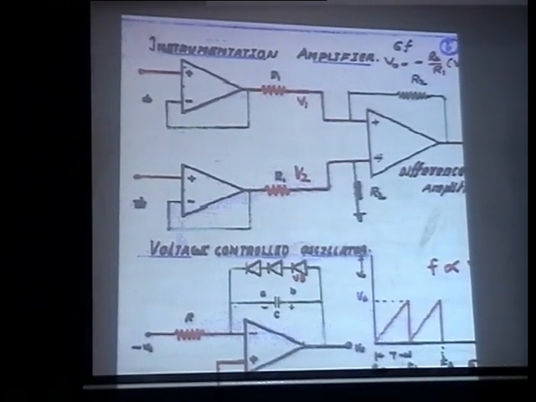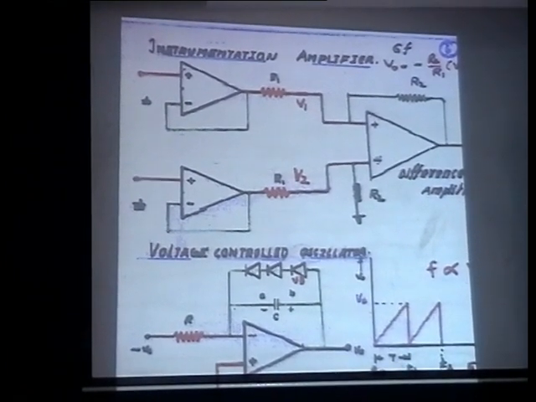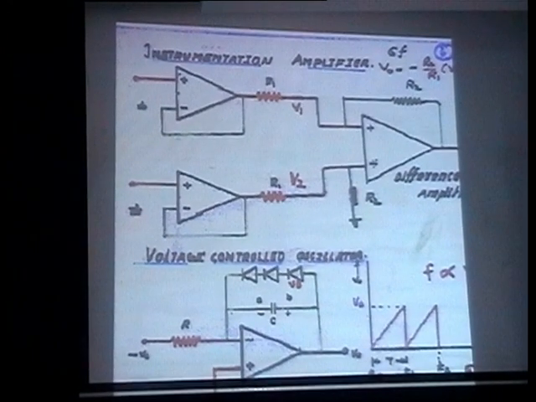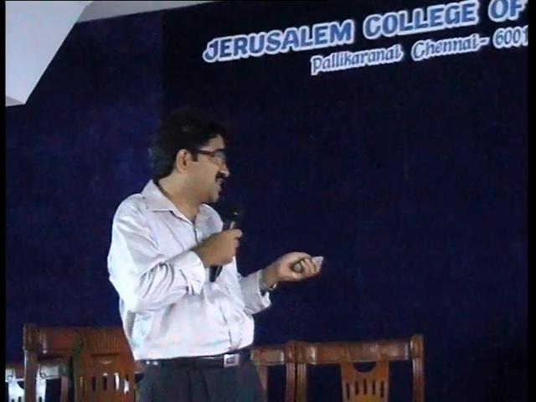Students may make any type of mistake when they connect to the CRO or to the multimeter. CRO should not get damaged or multimeter should not get damaged. So to avoid the damage of CRO or multimeter, we are putting a buffer in each line, then a high gain amplifier. Next, voltage controlled oscillator, VCO.